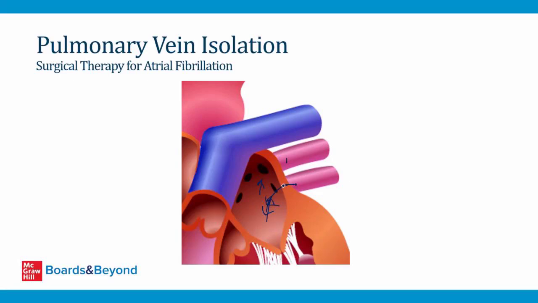Special catheters are inserted into the heart, and basically, they burn just a little bit of scar tissue around the rim of the pulmonary vein. And this makes it such that the pulmonary vein cells can no longer conduct electricity towards the atrium. And so you've electrically isolated the pulmonary veins. That's why it's called a pulmonary vein isolation. And in the right patients, this can dramatically cut down on the number of episodes of atrial fibrillation.